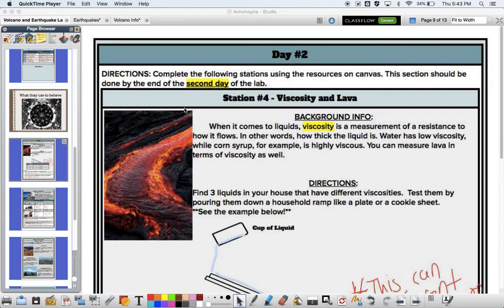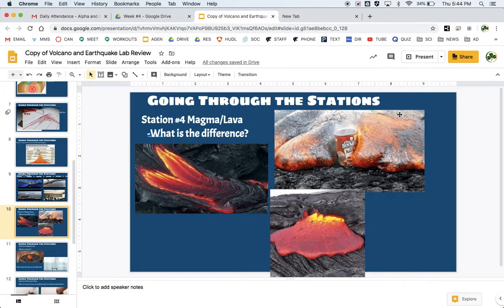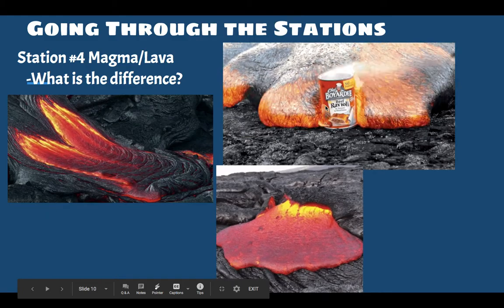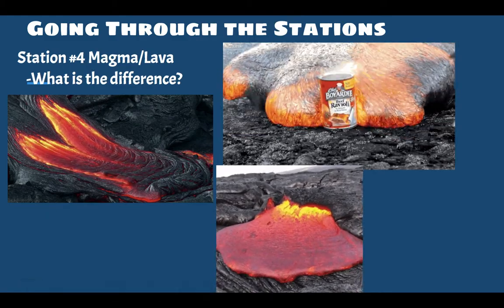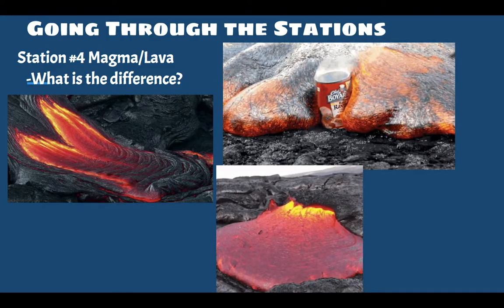Station 4 was focusing on viscosity, okay? And before I get into viscosity and lava, we need to talk a little bit about the difference between the two. Because magma and lava are not the same thing. Magma is heated melted rock that is still inside a volcano.